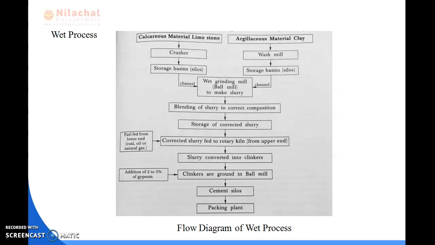After it is stored in a storage tank, it is fed to the rotary kiln. Then the slurry is converted into clinkers. After the clinkers have been formed, they are ground in the ball mill. Then 2 to 3% gypsum is added. After that, the cement has been prepared and it is sent to the manufacturing or any industry site.